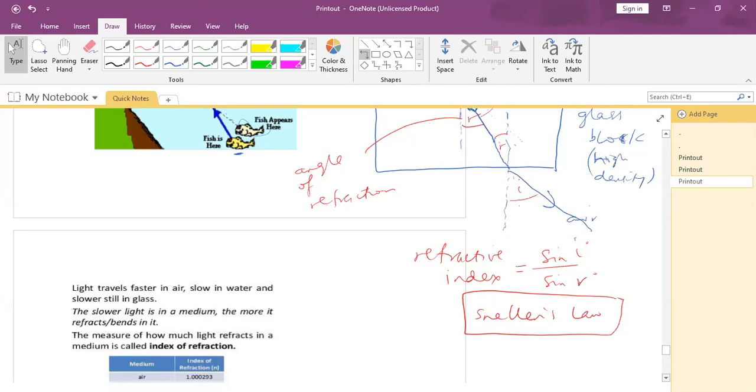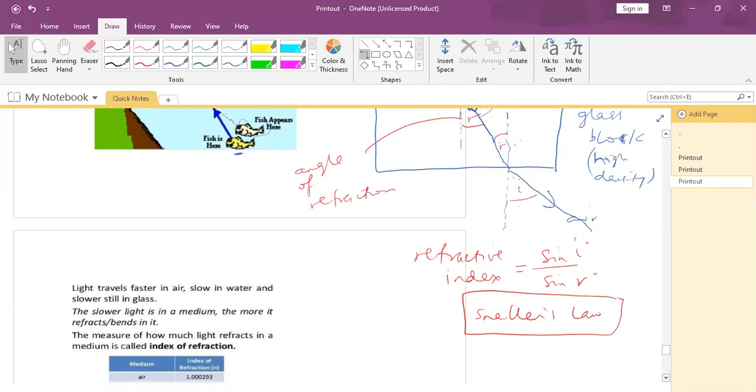Okay, page 239, number 42. So let's say in the diagram, a ray of light travels from air to glass. The question says, which of these measuring instruments is needed to find the index of refraction of the glass? They gave you A, a ruler, B, protractor, C, balance, and D, thermometer.